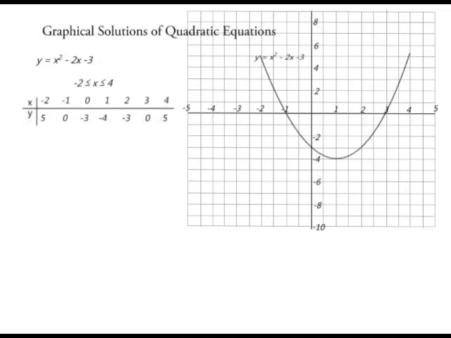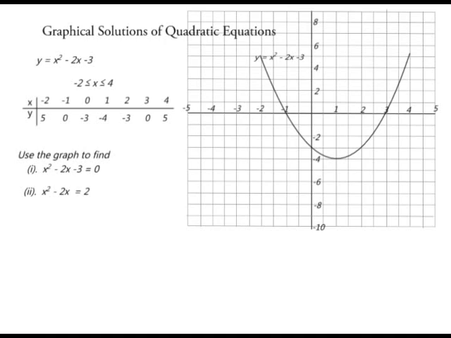Next, graphical solutions of quadratic equations. Now, we often use the quadratic graphs to solve quadratic equations. For example, in our first graph, y is equal to x squared minus 2x minus 3, we can use the graph to find the solutions of x squared minus 2x minus 3 is equal to 0, and x squared minus 2x is equal to 2.